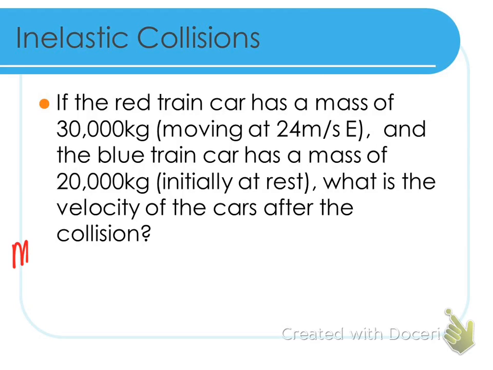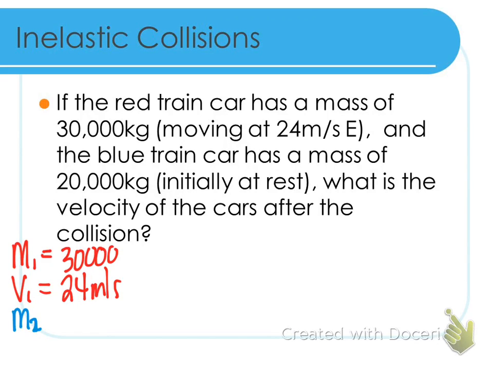Okay, so M sub 1, which is our red train car, is 30,000. V sub 1 is 24 meters per second, and it was east, right? Our car was traveling to the right, which on a coordinate system is east. Our blue train car had a mass of 20,000 kilograms, and it was initially at rest. So we can plug in a 0 there.